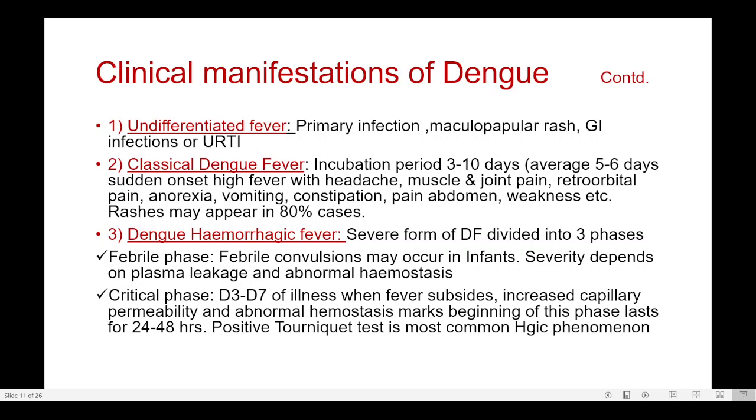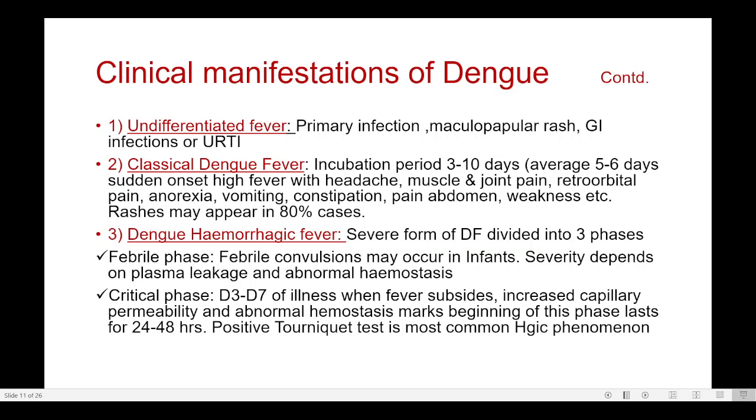So the symptomatic part of the dengue infection may cause undifferentiated fever. Temperature rises to 39 to 40 degrees centigrade. It usually occurs in primary infection with dengue virus. It may be associated with maculopapular rash or any GI infection and upper respiratory tract infection.